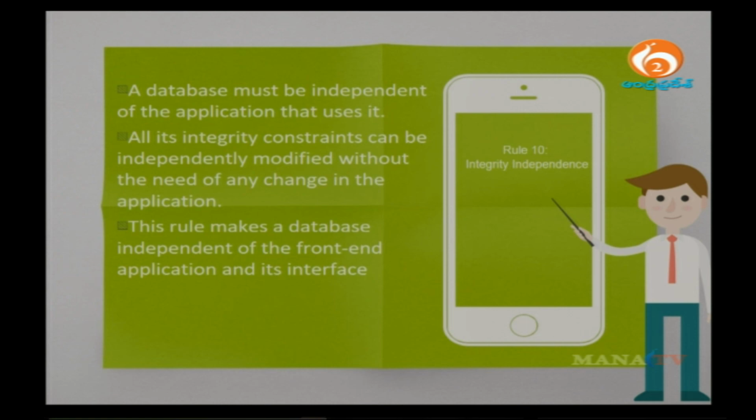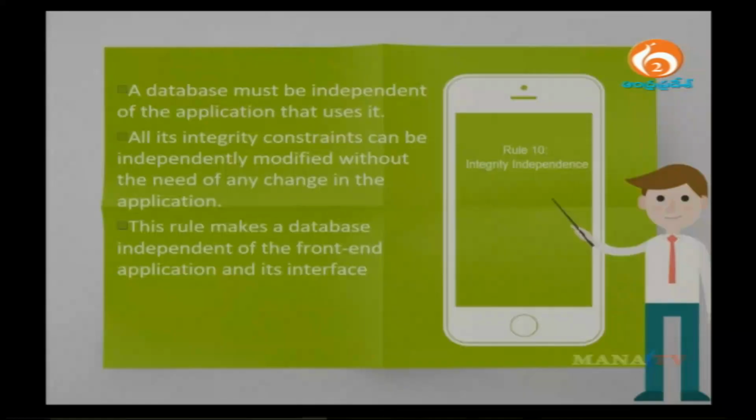A database must be independent of the application that is using it. That is what we have already discussed, right. We have discussed that if something has changed physically or logically, it is supposed to have no impact on the database or on the application. It has to run properly without any problems. That is the first point. And the second point is that integrity constraints can be modified independently without needing any changes in your application.